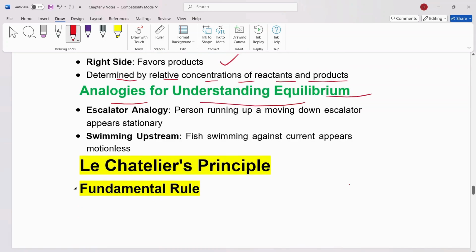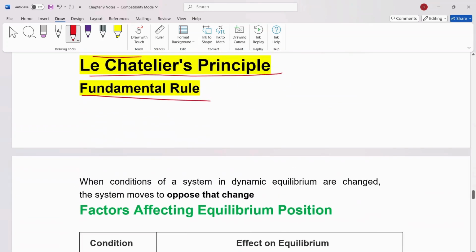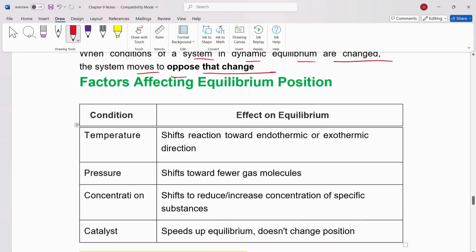Analogies for understanding equilibrium: the escalator analogy, a person running up while the escalator moves down appears stationary. Swimming upstream, a fish swimming against the current appears motionless. Now let's talk about Le Chatelier's principle, the fundamental rule: when conditions of a system in dynamic equilibrium are changed, the system moves to oppose that change.